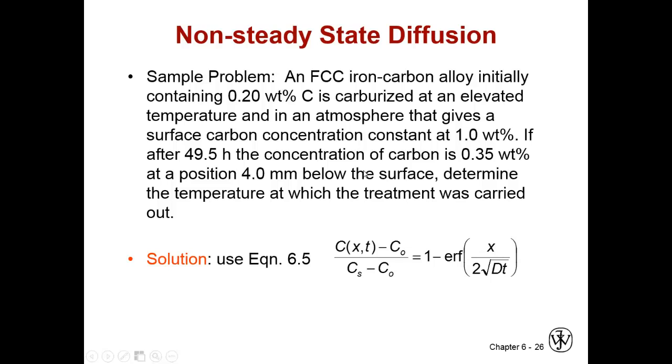We have an iron carbon alloy with 0.2 weight percent carbon that is carburized, and we want to put carbon into the surface to make it harder, perhaps. And we want a surface carbon concentration that we're going to hold constant at 1.0 weight percent, and we're going to hold it for 49.5 hours. And below the surface, we measure that the concentration of carbon is 0.35 weight percent. And we want to figure out what temperature it was at. So we're going to use our error function here.